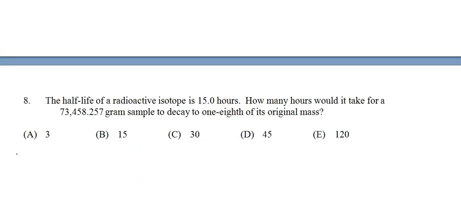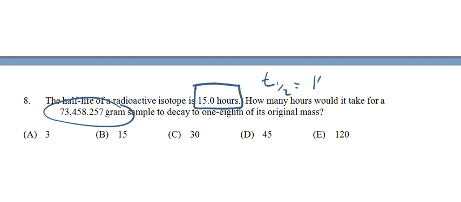All right, number 8. Half-life of a radioactive isotope is 15 hours. How many hours would it take for a 73,458.257 gram sample to decay to 1/8 its original mass? I'm going to come clean, guys. I actually made this mass up in the problem. I put that in there because I knew it would make you guys smile and make you happy. Do we actually care what the mass is? No. We care about this amount of time. That's the amount of time for 1 half-life. So that's equal to 1 half-life. So 15 hours.